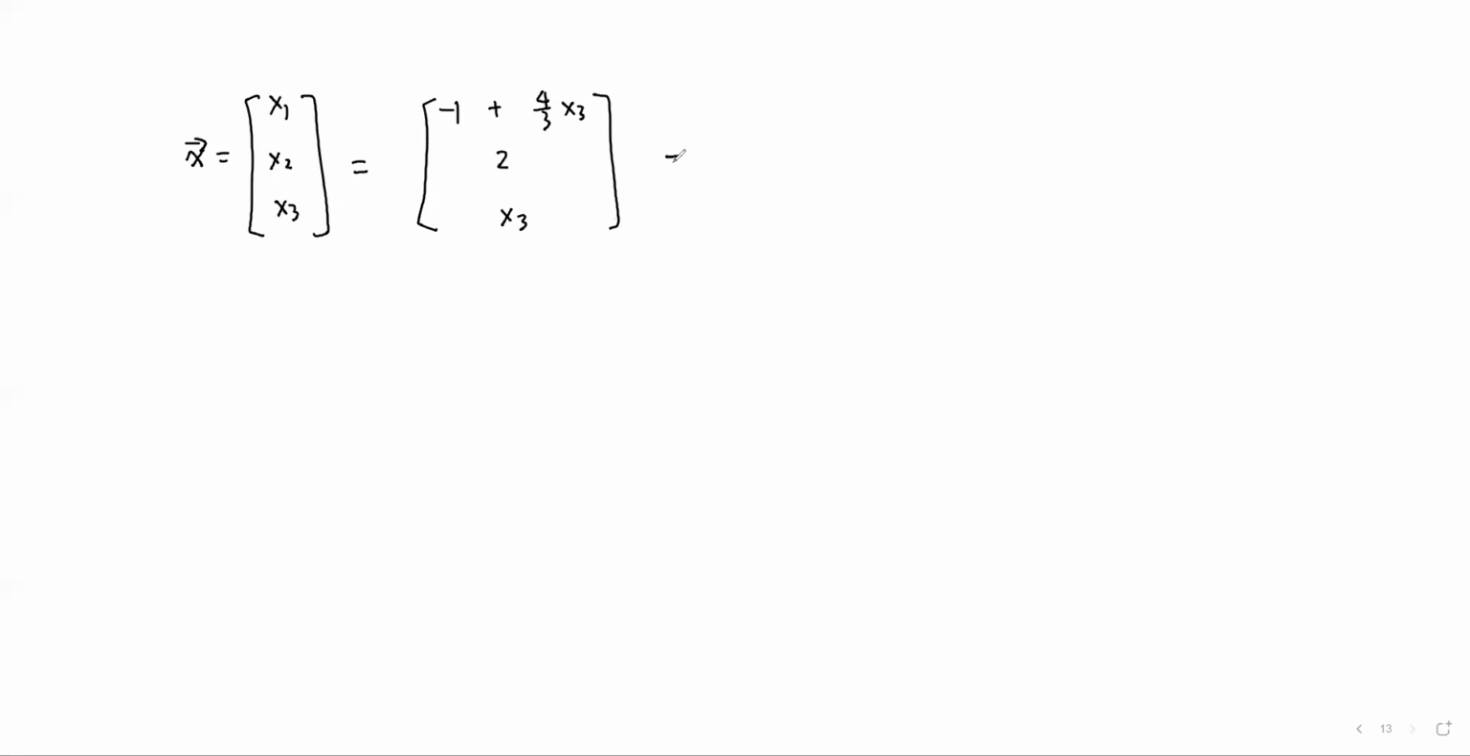Okay, now let me split this vector into a sum. The coefficients and constants form a vector: -1, 2, 0. Then plus the second vector associated with x3. So this is a 4, 3.